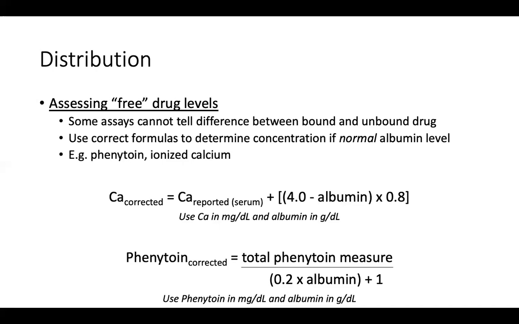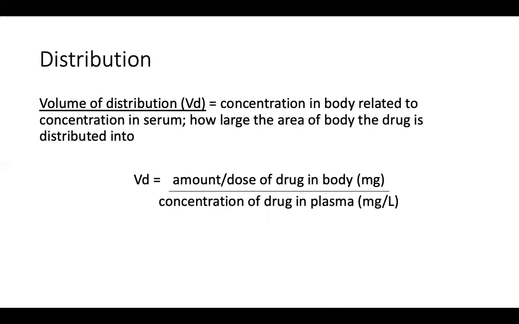And now we get into free drug levels. In talking about distribution, some of the assays can't tell the difference between a bound and an unbound drug. And so that's why we use these correction formulas to determine the concentration with the normal albumin level. The examples here being phenytoin and calcium. I think normally we'll see that calcium correction equation. So it's listed there just as a little reminder and good to review.